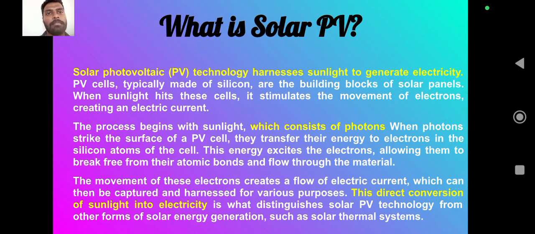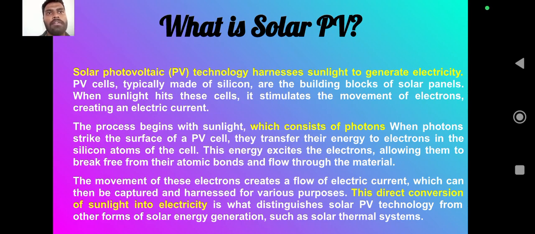Okay, and the process begins with the sunlight, which consists of photons. When the photons strike the surface of the PV cell, they transfer their energy to the electrons in the silicon atoms of the cell. This energy excites the electrons, allowing them to break from the atomic bonds and flow through the material. As I told you, when the sunlight falls on the silicon atoms, electrons in the silicon atom get excited and they break the bonds, and that causes the electrons to move across the material.